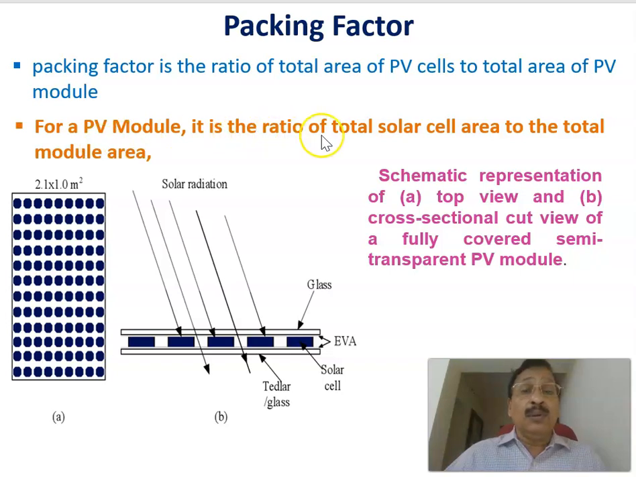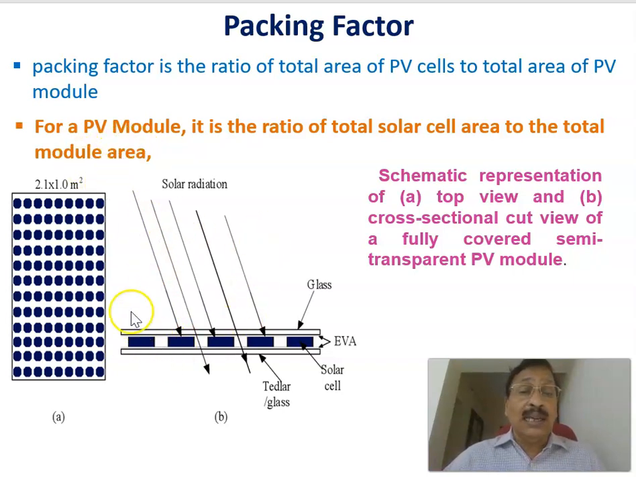For a PV module, it is the ratio of the total solar area to the total module area. Solar area is the area of a single solar cell times the number of cells. That gives the total solar area, divided by the area of the module, which we call the packing factor. It indicates how effectively the solar cells are packed.